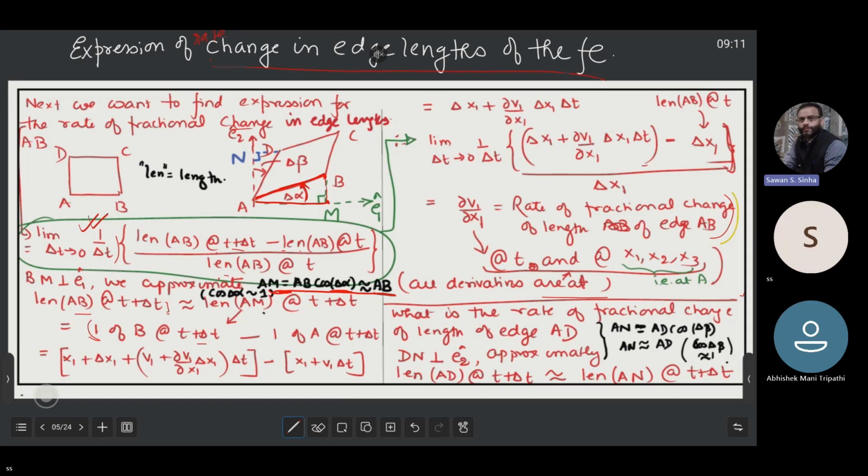So I want to say that the length of AB at time t plus delta t is approximately the same as the length of AM at time t plus delta t. And then I'm saying that the length of AM at t plus delta t is one coordinate of B at t plus delta t, minus one coordinate of A at t plus delta t.